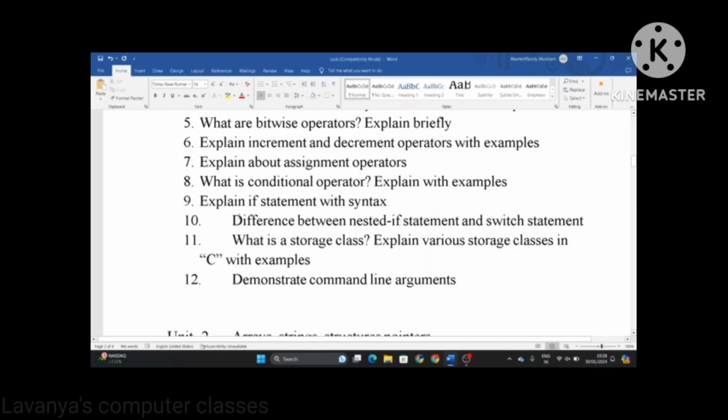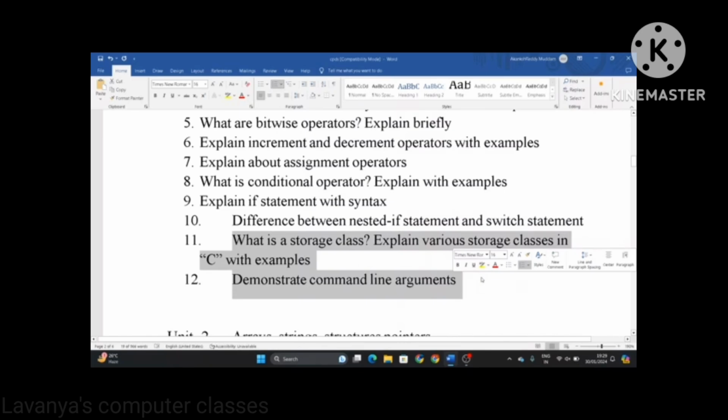Explain the if statement with syntax. Next one is the difference between nested if statement and switch statement. What is a storage class? Explain various storage classes in C language with example. These two are the essay type questions. What is a storage class, and demonstrate command line arguments. These two are the essay type questions.